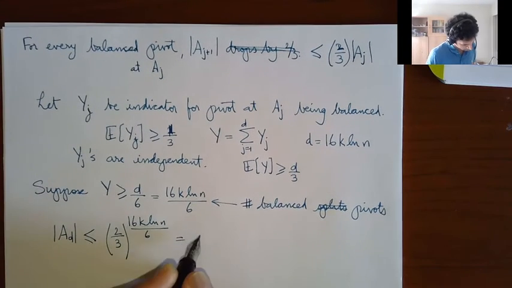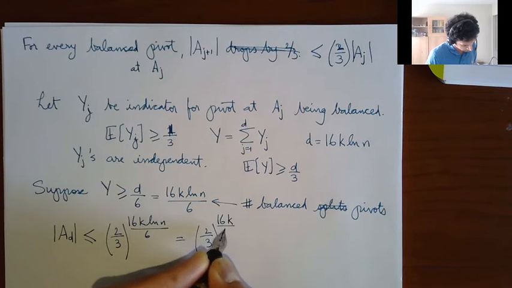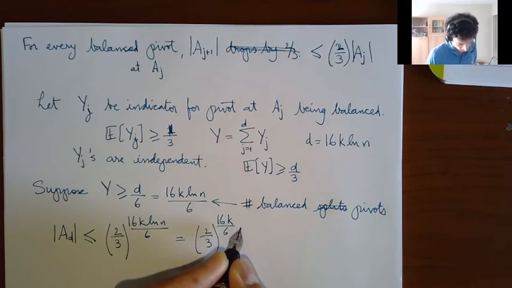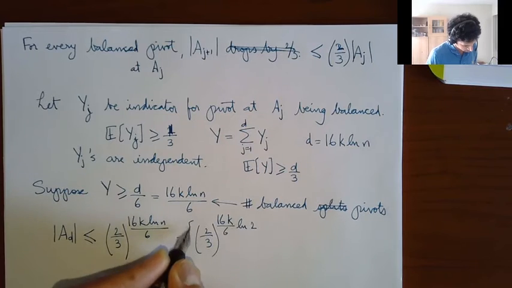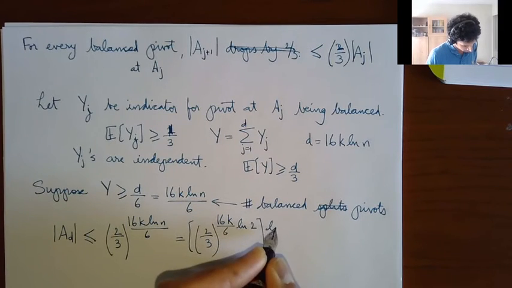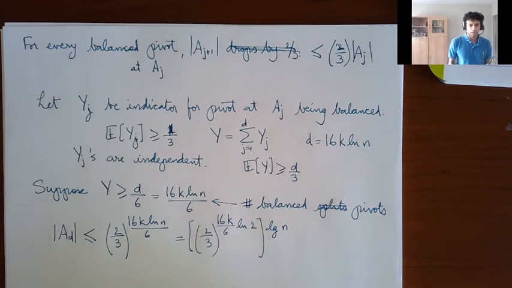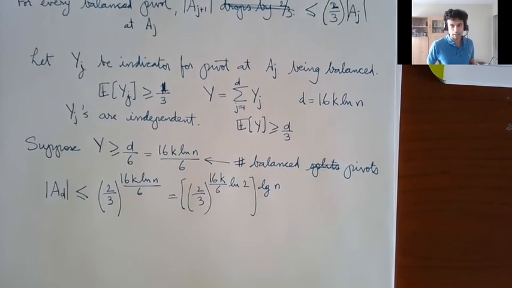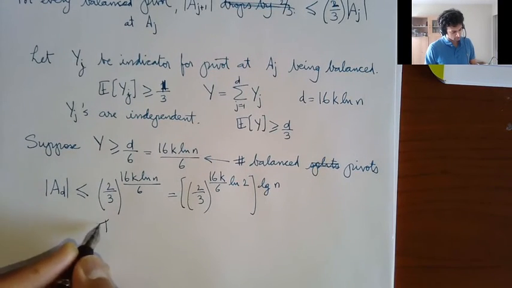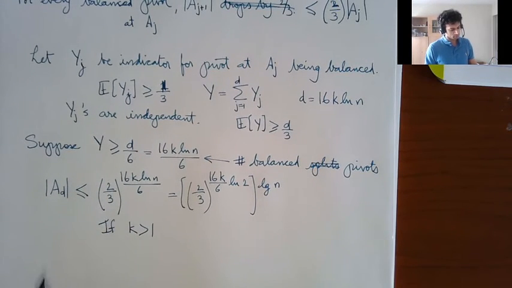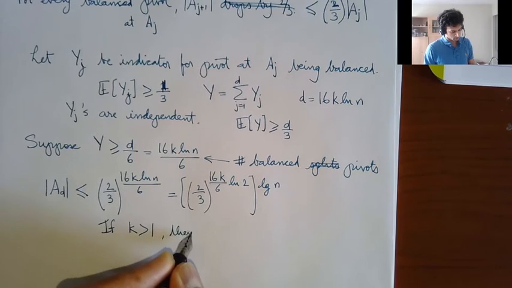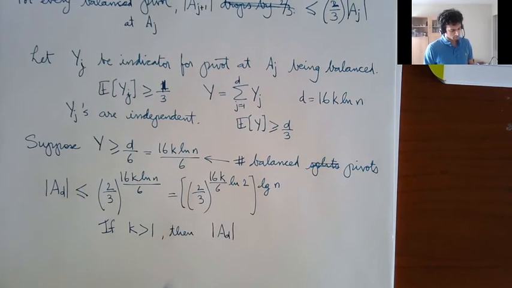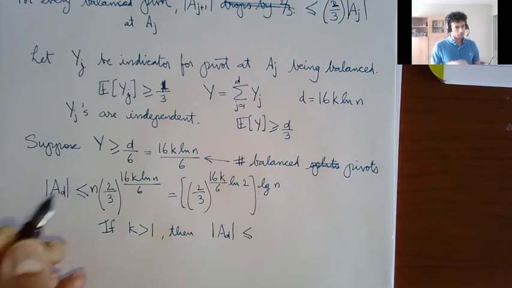Let me write this out as (2/3) to the power 16k divided by 6, the natural log of n. I just rewrote this. Take a calculator. You can verify that if k is greater than 1, then this, times n, which is the initial size.